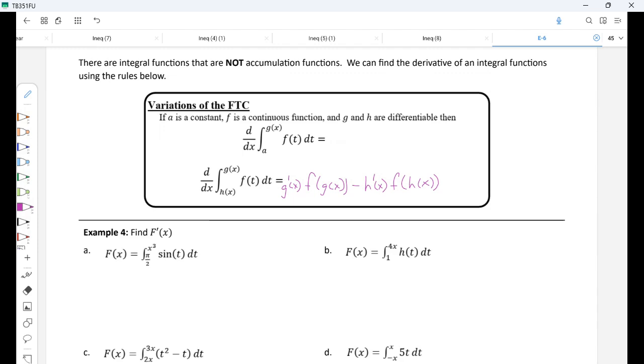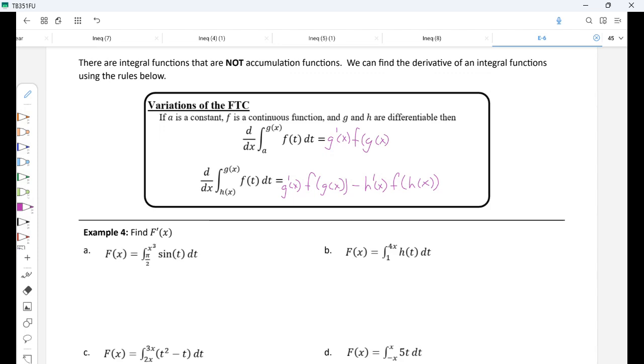So let's say we didn't have functions in both spots. Let's say we are back up in this upper level where the lower limit is just a constant. Following the formula, I still have g prime of x, f of g of x.